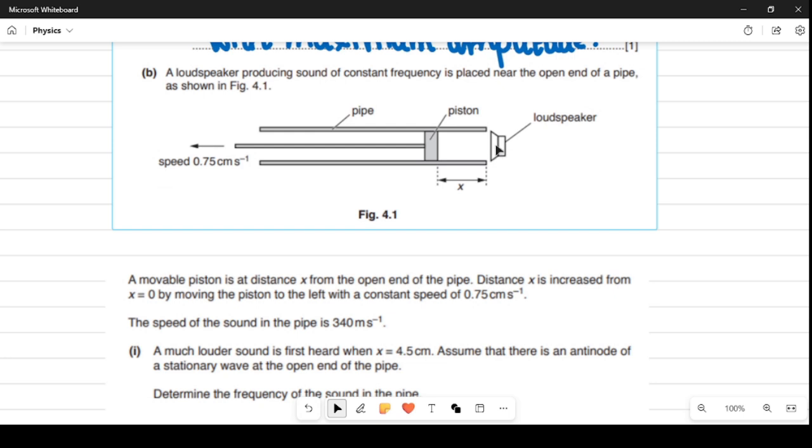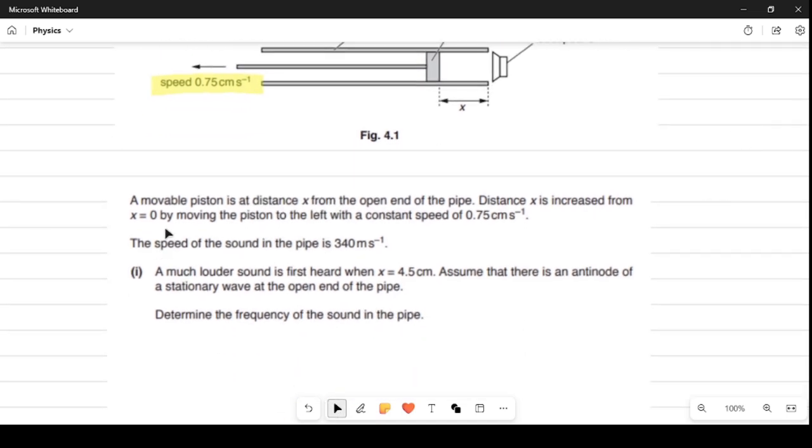The loudspeaker producing sound of constant frequency is placed near the open end of a pipe. So you have a loudspeaker and you have open end of a pipe. I have an important part. The speed is 0.75. Let's see what he is saying. A movable piston is at a distance x from the open end of the pipe.